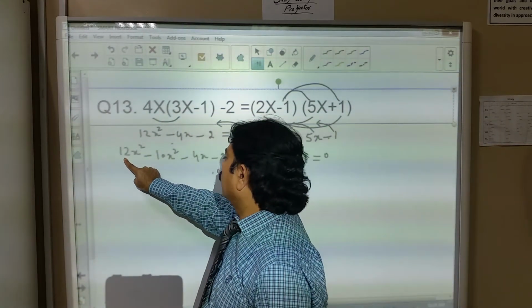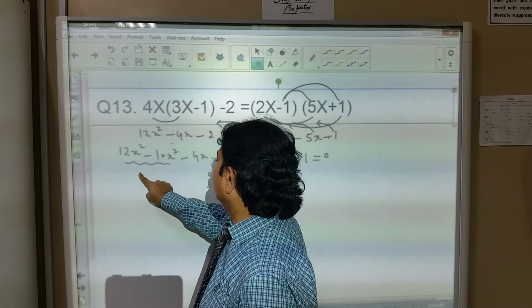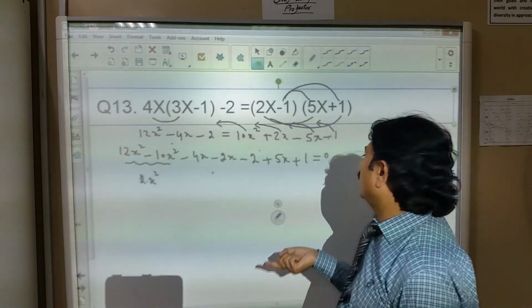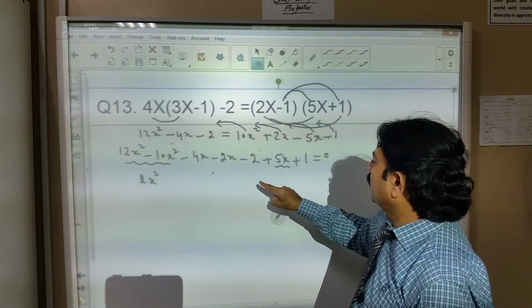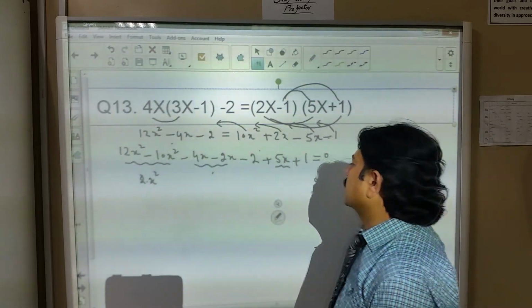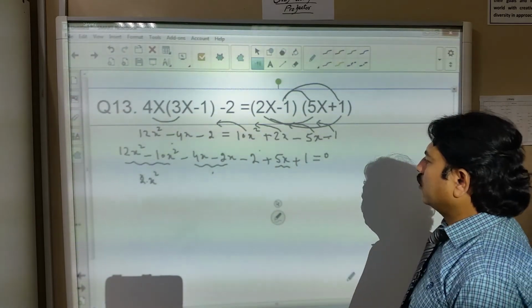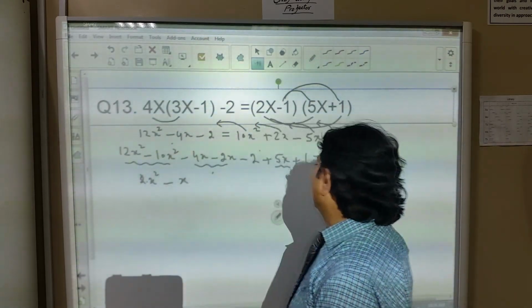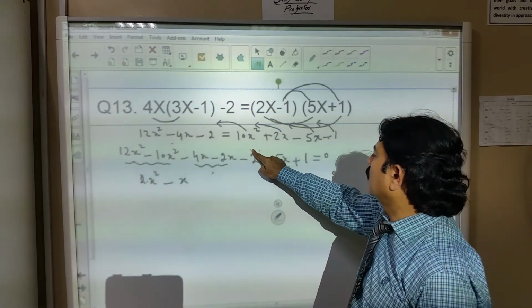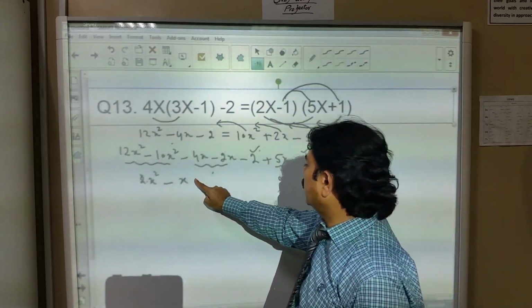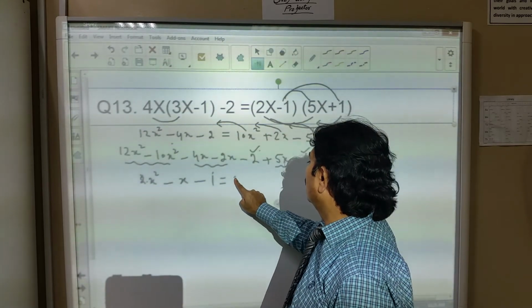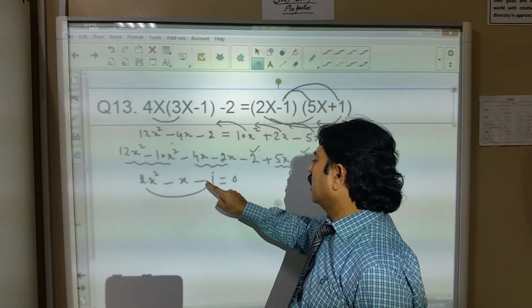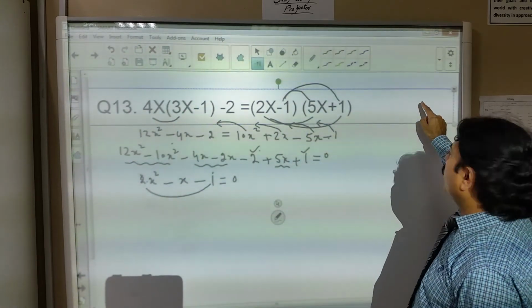Now 12x square minus 10x square, so it will be 2x square. Now minus 4x minus 2x is minus 6x, plus 5x, minus 1x. Okay. And then minus 2 plus 1, so minus 1 is equal to 0. Now it is the standard form. Multiply first with the last and write it here: minus 2x square.